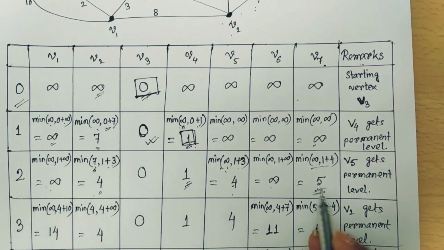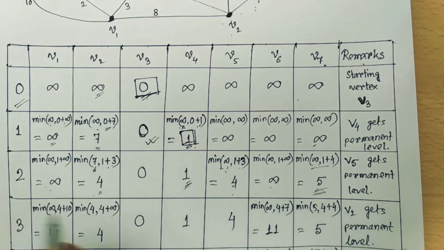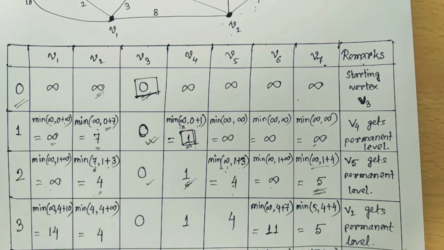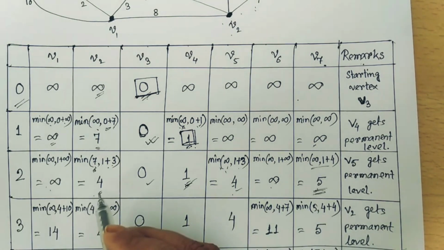After doing all these, we again search for the minimum value among all these labeling values. This is already selected, this is already selected. So among them 4 is the minimum value.